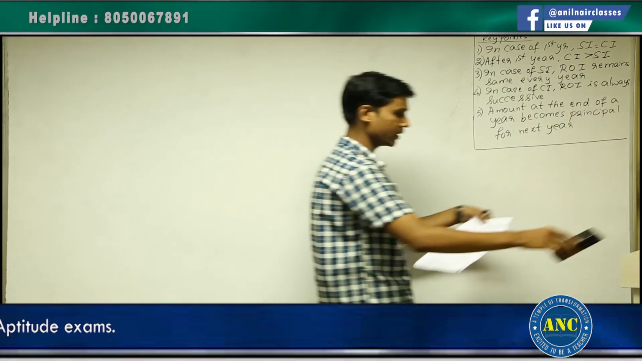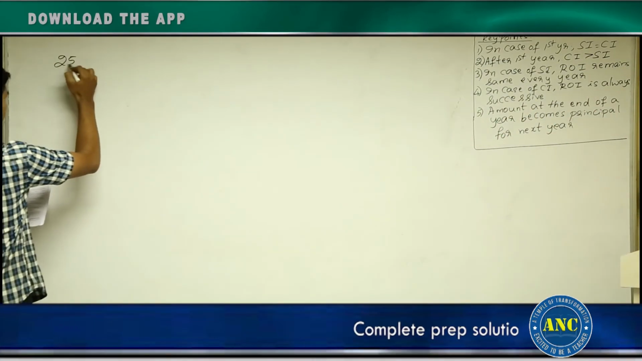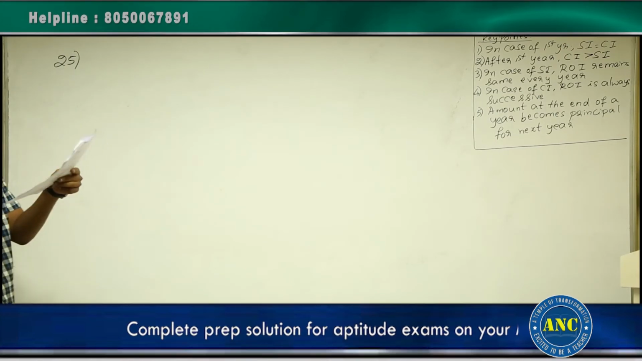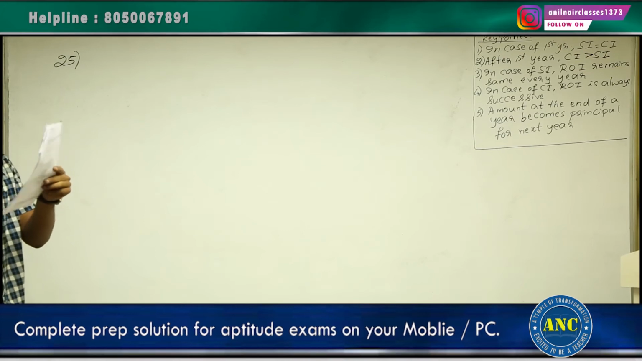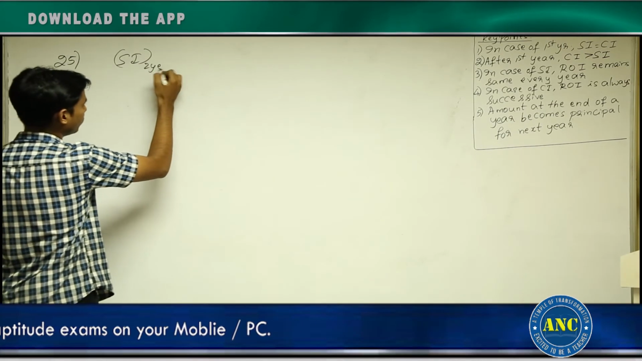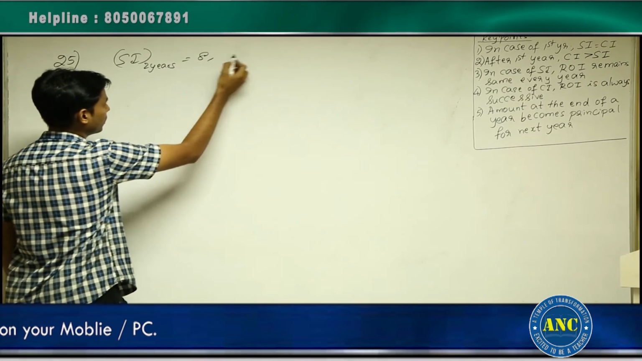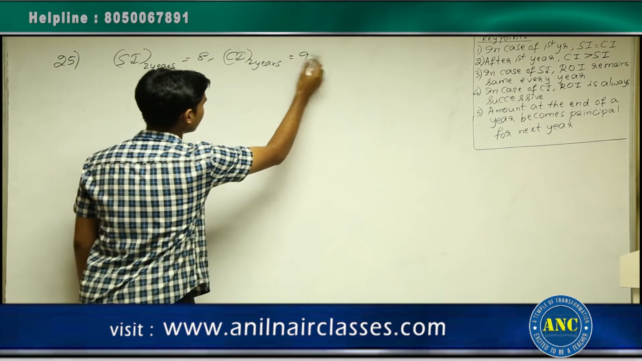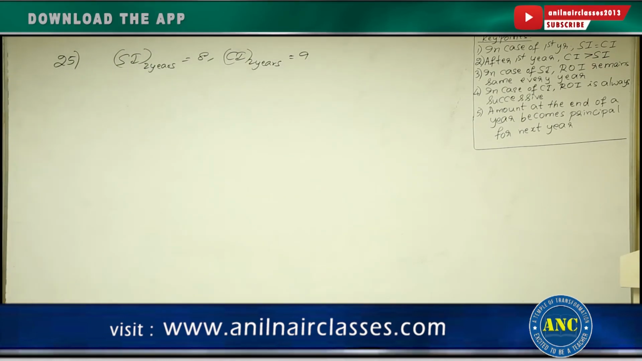25th question. Please see here. The SI and CI for 2 years are 8 and 9 respectively. Find the principal and rate of interest. SI for 2 years is given as 8 rupees. CI for 2 years is given as 9 rupees. I need to find the principal and rate of interest.